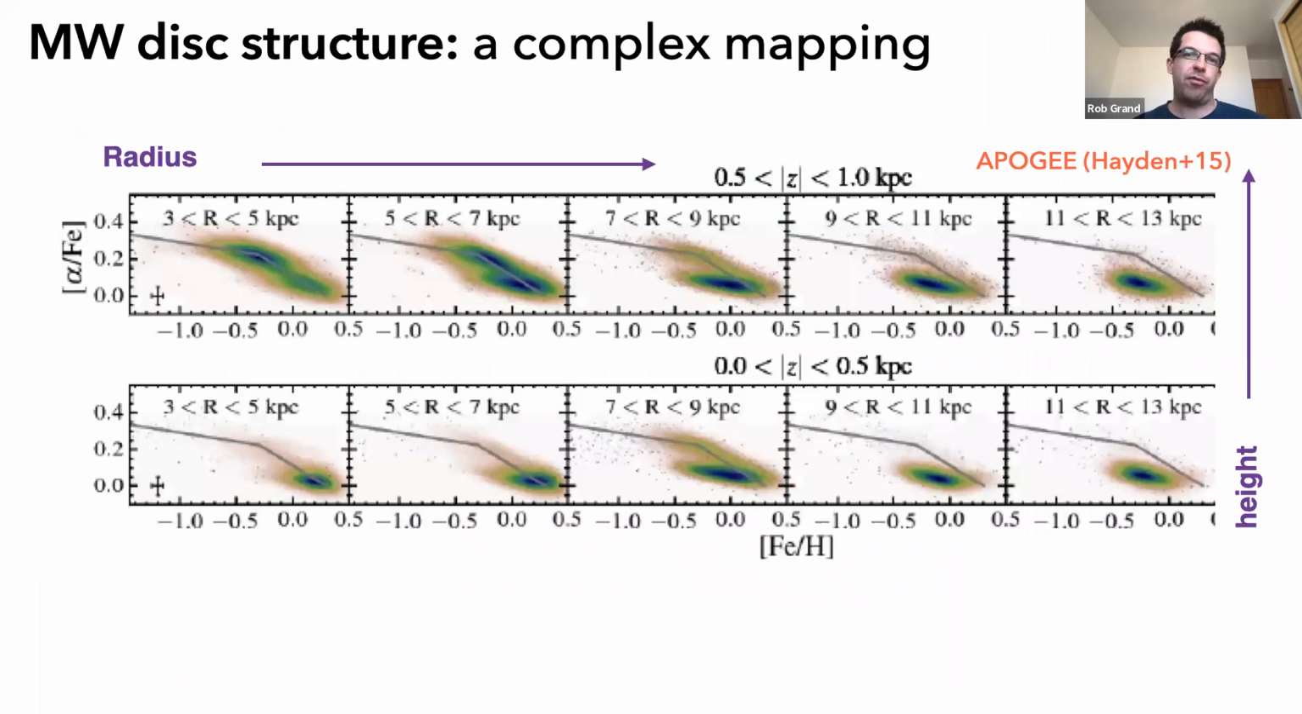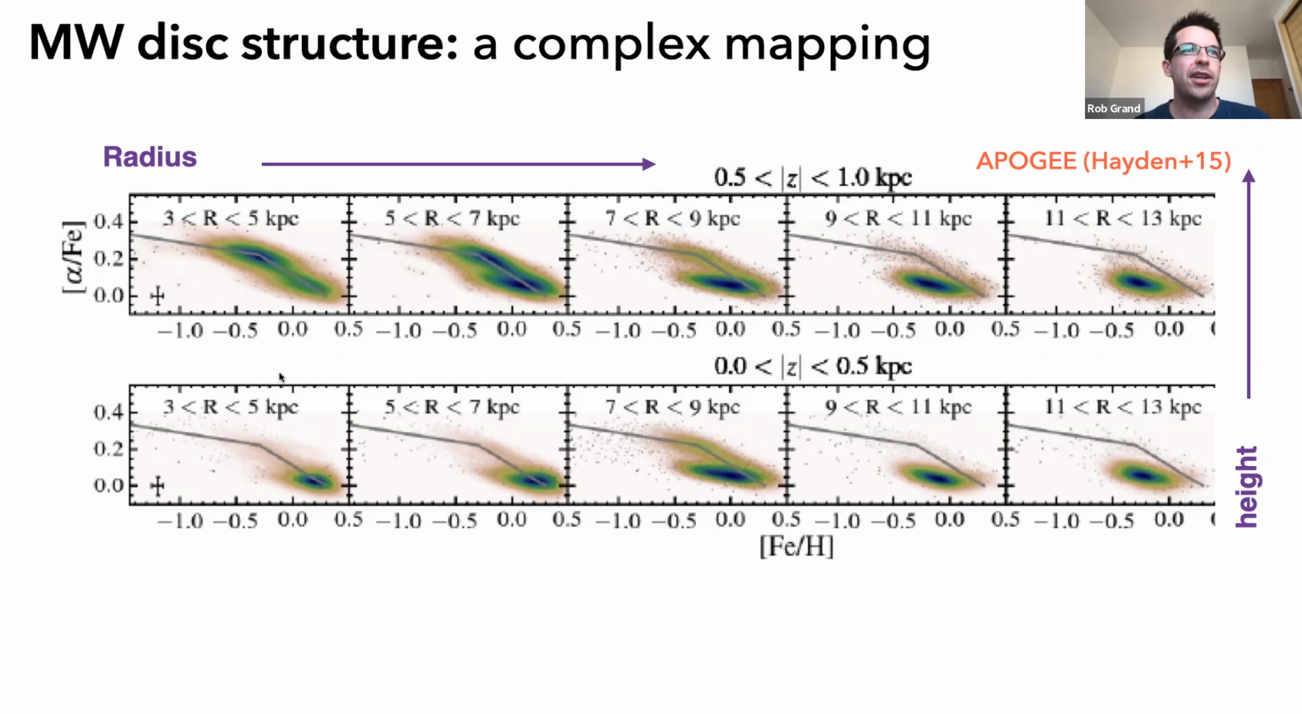More recently, surveys like Apogee have managed to map this kind of structure across the disk. Here we see the same plane, alpha over iron versus iron abundance, but this time split over different regions of the disk. From left, we have the inner disk, and as we move to the right, we move towards the outer disk. The lower row is in plane, and the upper row is slightly out of the galactic plane. You can see, of course, around the solar neighborhood, this dichotomous feature is still visible.